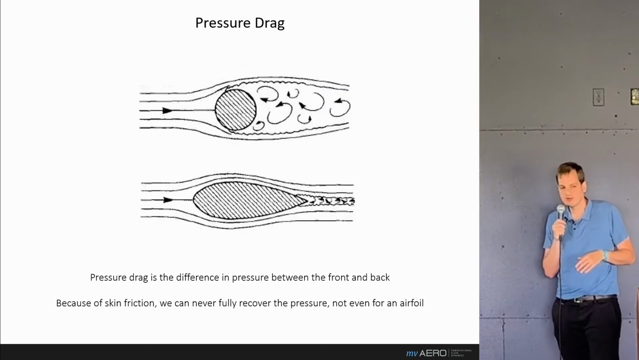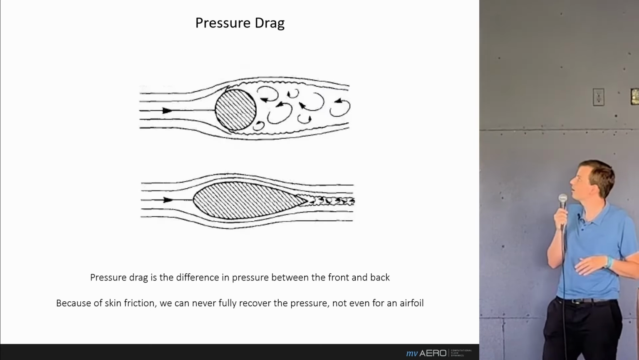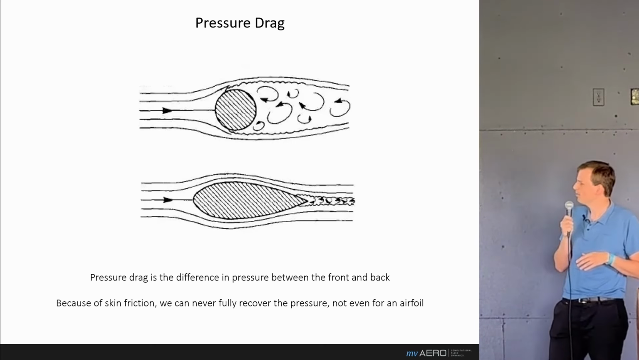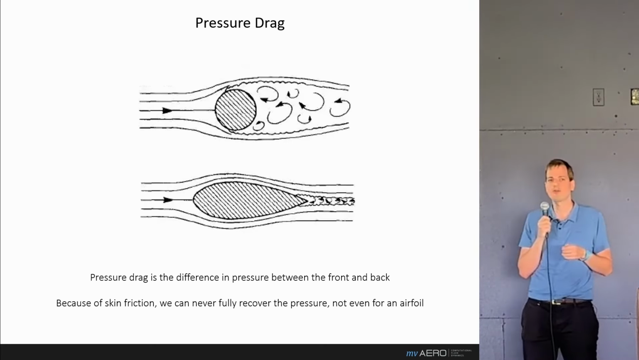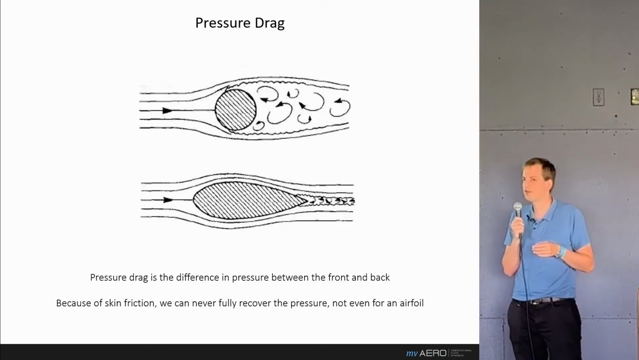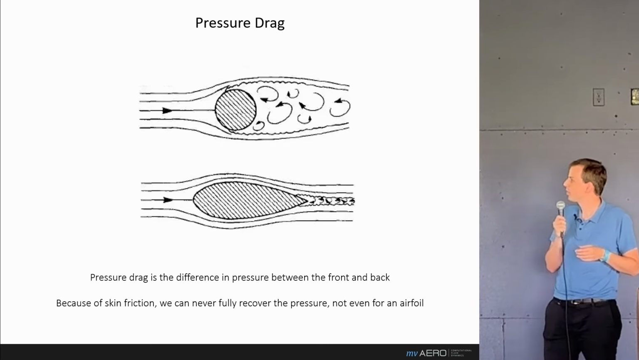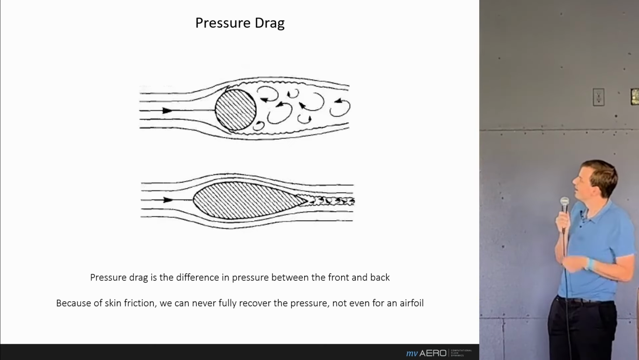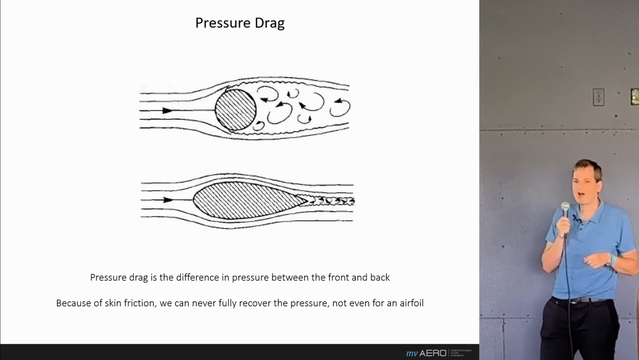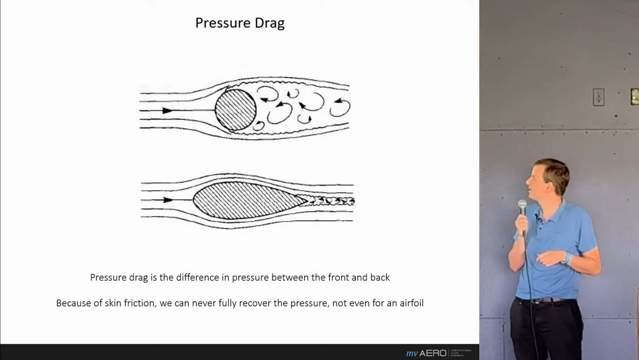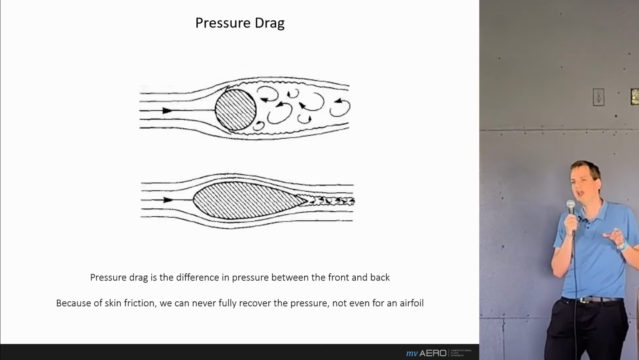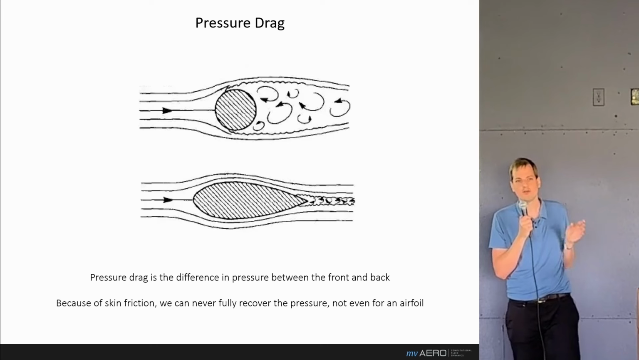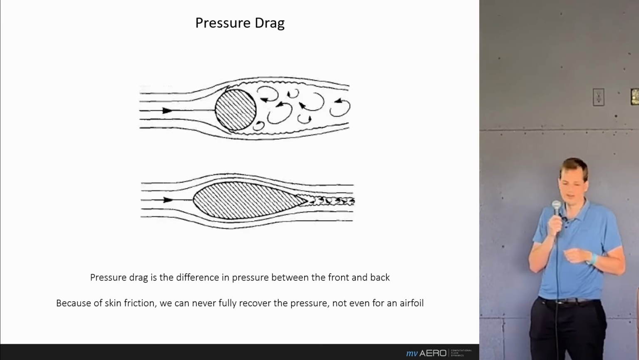Now that's really about skin friction, but the other component of parasitic drag would be pressure drag. And pressure drag is simply the difference between the pressure on the front and the back of the geometry. And it's pretty interesting to note, even though the cylinder obviously is going to do a lot worse than the airfoil, because we have skin friction involved, even on the airfoil, it will always exhibit a little bit of pressure drag.